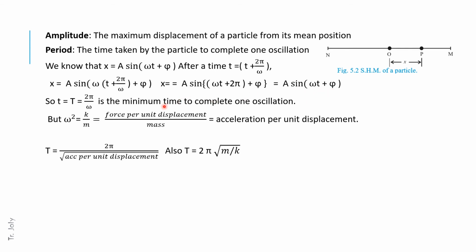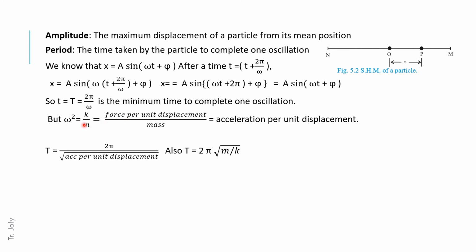This result shows that the particle is at the same position. That is, we are getting x equals a sin(omega t plus phi) after substituting t plus 2 pi by omega. So we can say that the particle completes one oscillation in time 2 pi by omega. Therefore, the periodic time T is equal to 2 pi by omega, the minimum time to complete one oscillation.